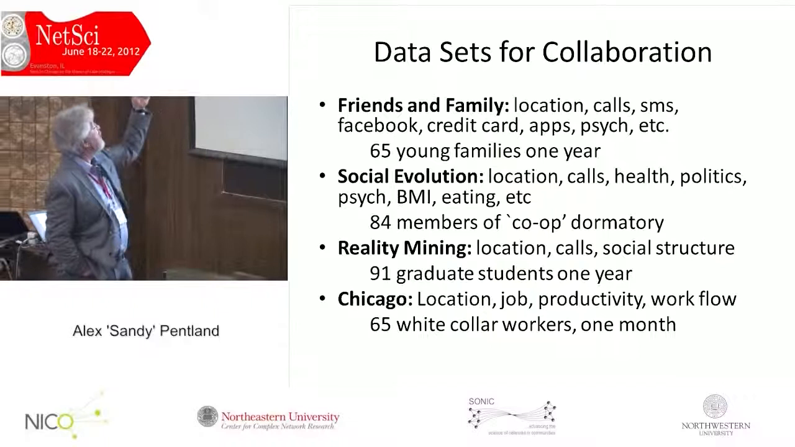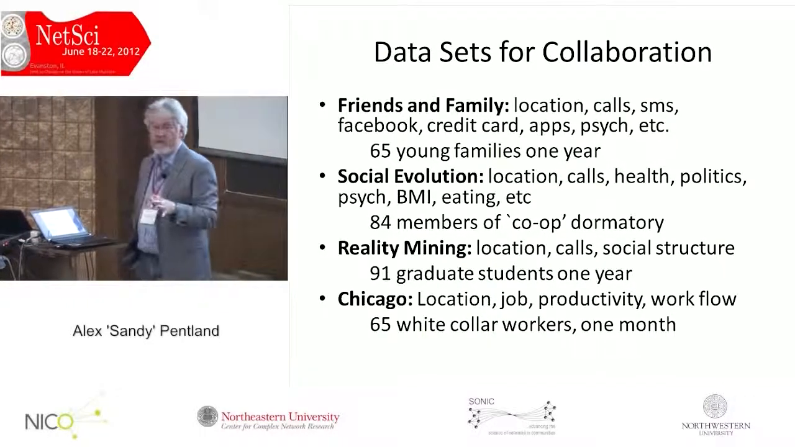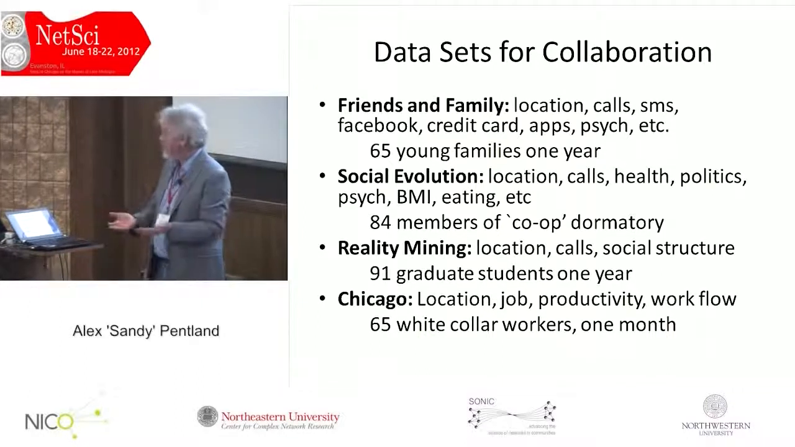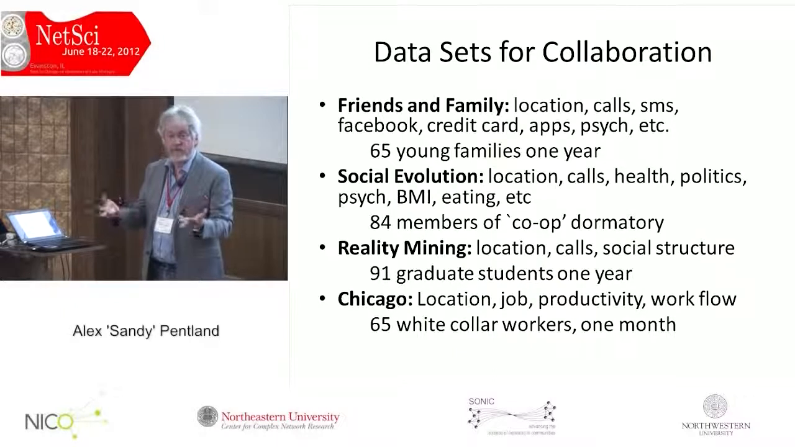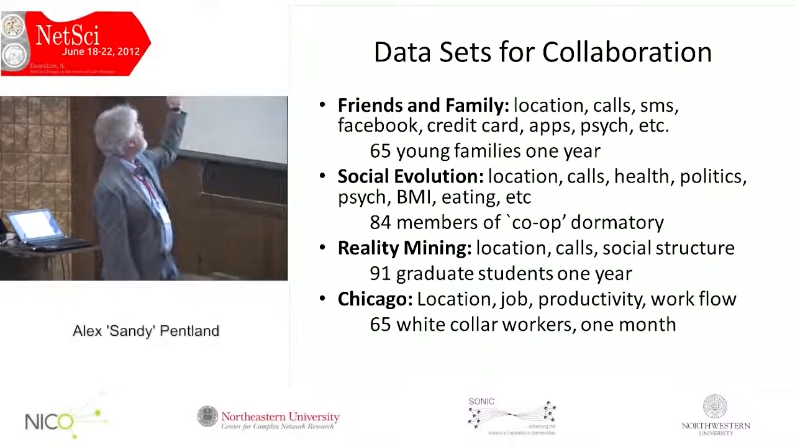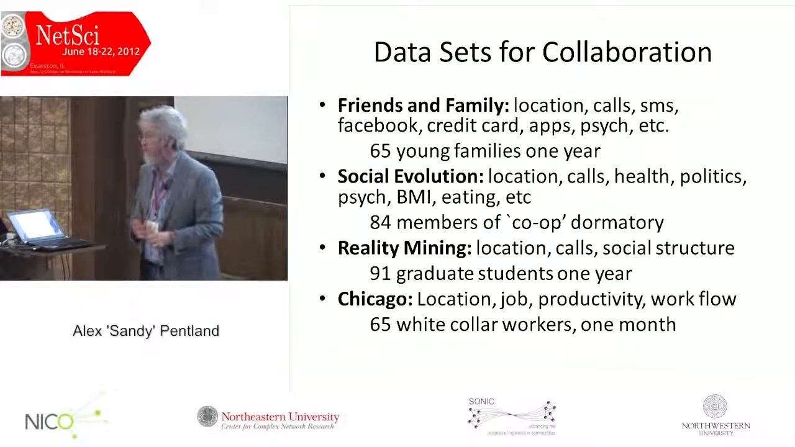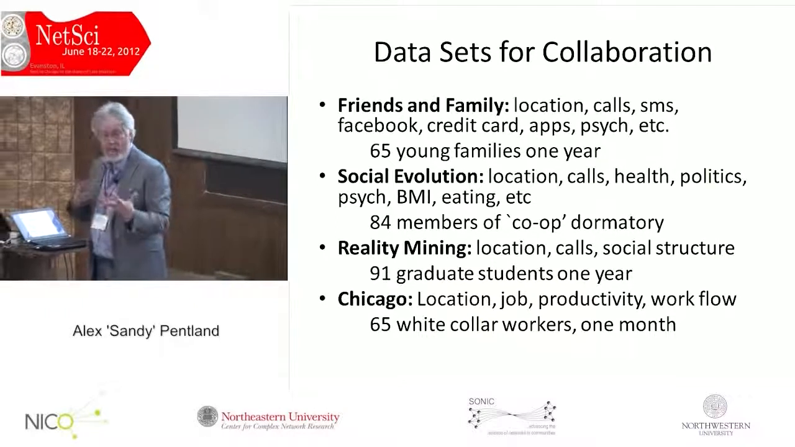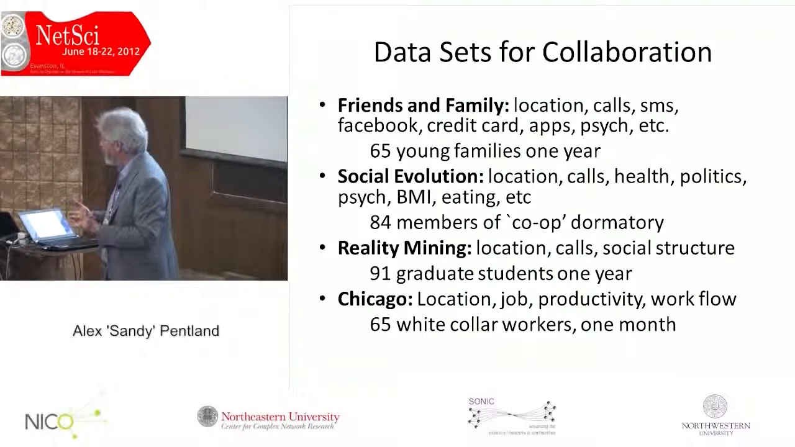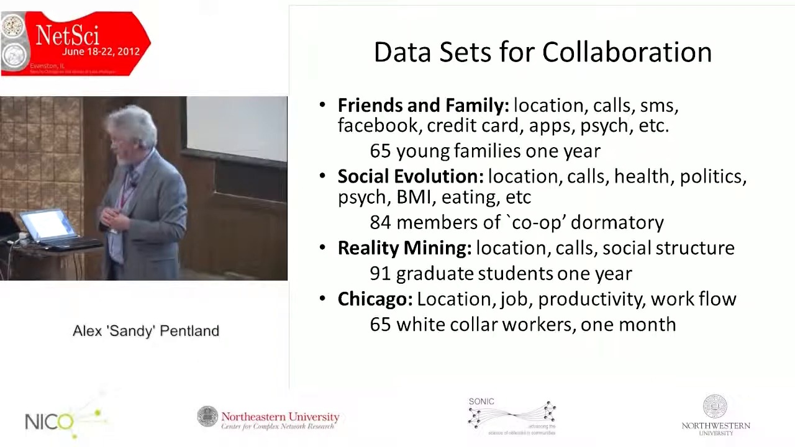The social evolution experiment was a year of data with similar sorts of variables. This is a very cohesive co-op sort of living situation where you have as close as you can get to all of the social ties. And then you're probably familiar with earlier reality mining data, so that's available too. And then things like, for instance, the Chicago data, where we looked at people for a month in their working conditions and looked at behavior and communication patterns as a function of productivity. That's also something that we have.